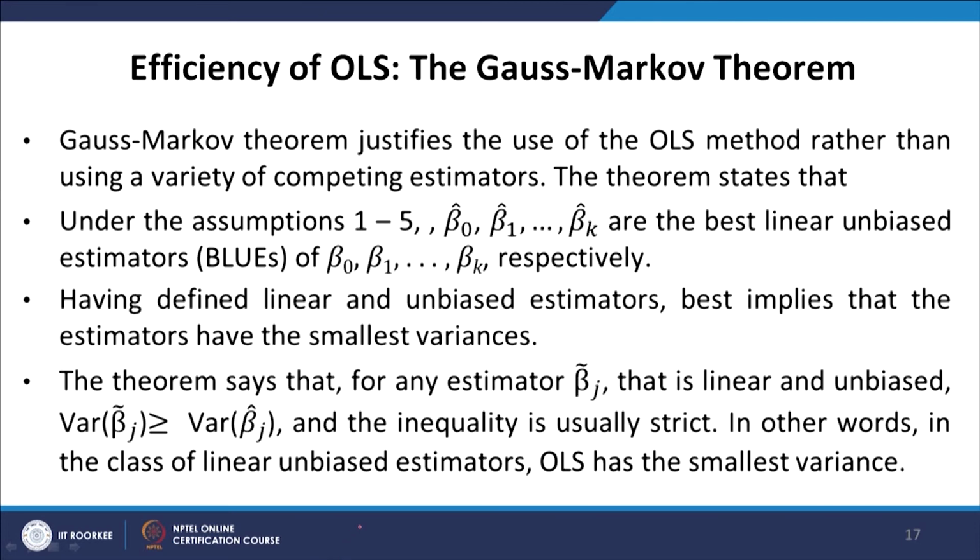The theorem says that for any estimator, say beta j tilde, that is linear and unbiased, so that has the other properties of the OLS estimator, variance of beta j tilde will be greater than or equal to variance of beta j hat, that is the OLS estimator, and the inequality is usually strict. So we would often come across variance of beta j tilde greater than variance of beta j hat. In other words, in the class of linear unbiased estimators, OLS has the smallest variance.